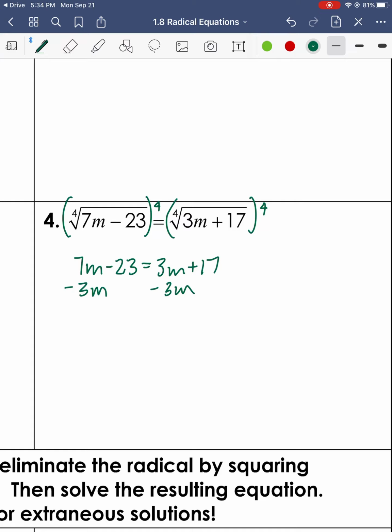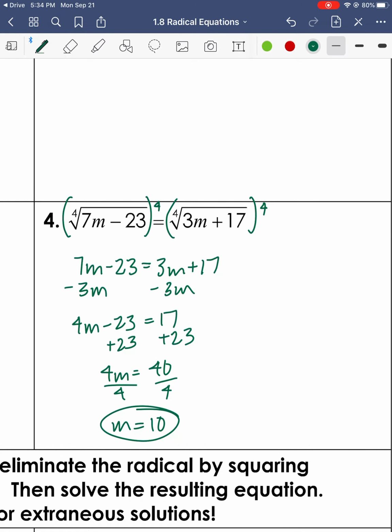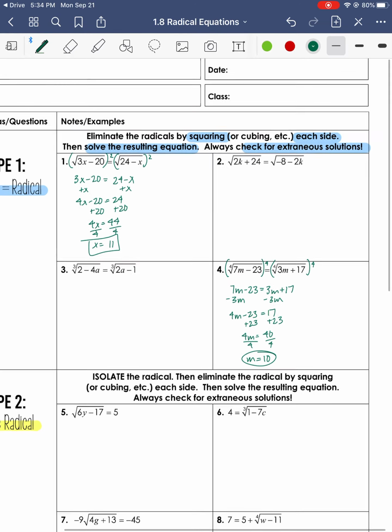We'll get the variables on the same side. So we have 4m minus 23 is equal to 17. Get the constants on the right side here. 4m is equal to 40. And then isolate our variable here. m is equal to 10. All right. Easy peasy lemon squeezy.